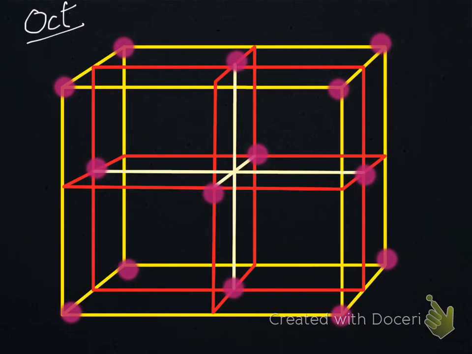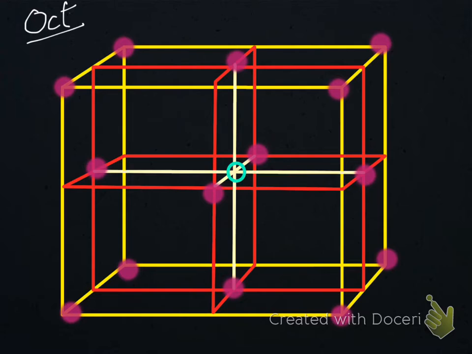Again you have to consider an FCC arrangement like this: 8 particles at the corners and a particle on every face center. This is the FCC arrangement, and here you can see a void at the body center. This void is an octahedral void. Why is it an octahedral void? Because this void is surrounded by 6 particles.